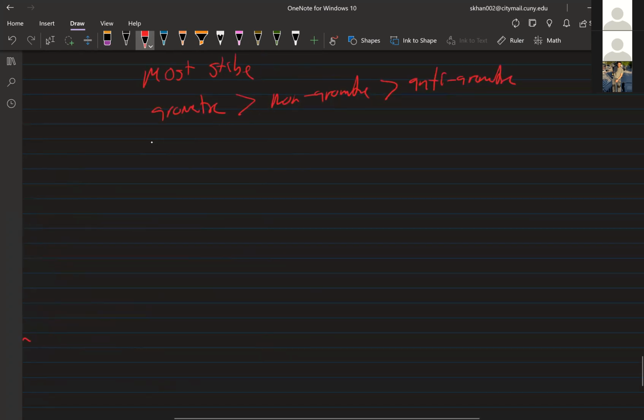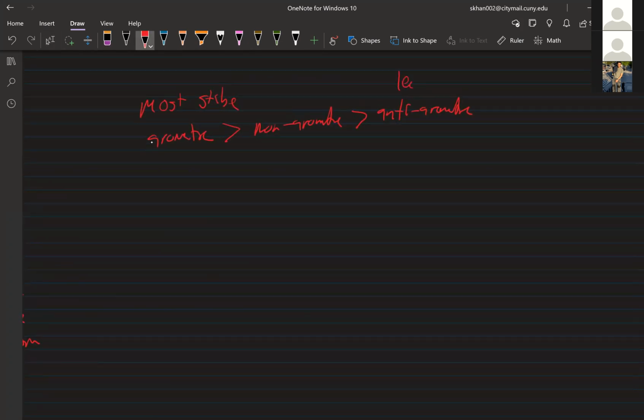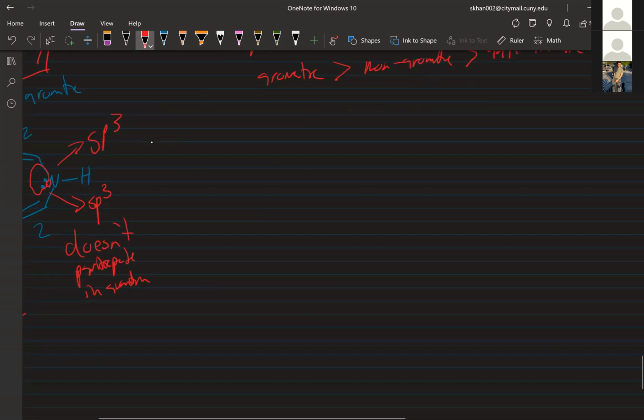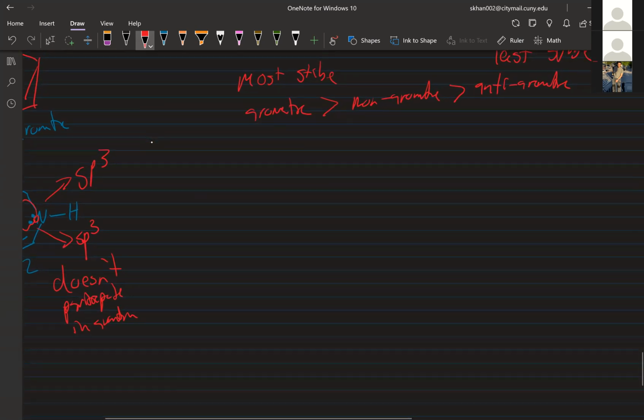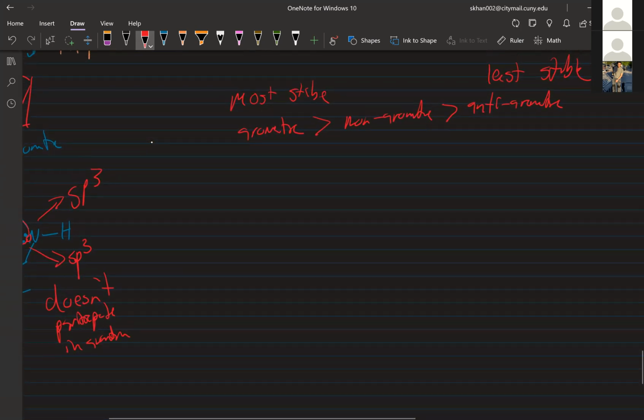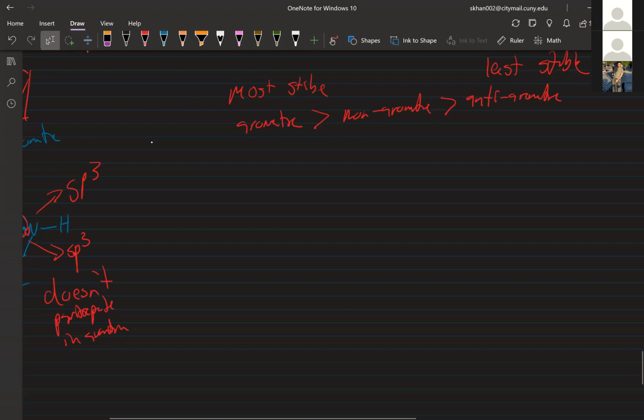That's the general trend, right? So most stable is aromatics, then non-aromatics, then anti-aromatics, right? This is just a general trend. It all varies from molecule to molecule. Maybe you have a super strained, electron-dense non-aromatic, but generally you could say aromatics are more stable than non-aromatics, which are more stable than anti-aromatics, right?